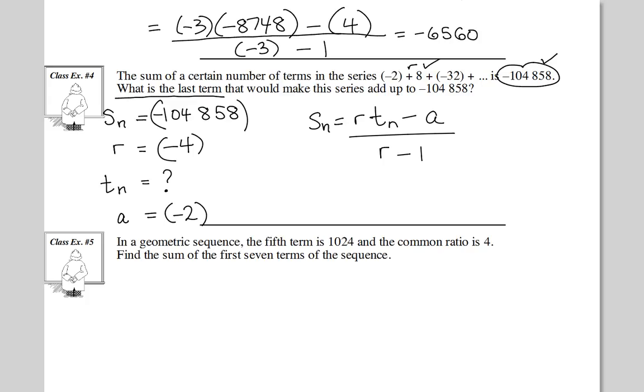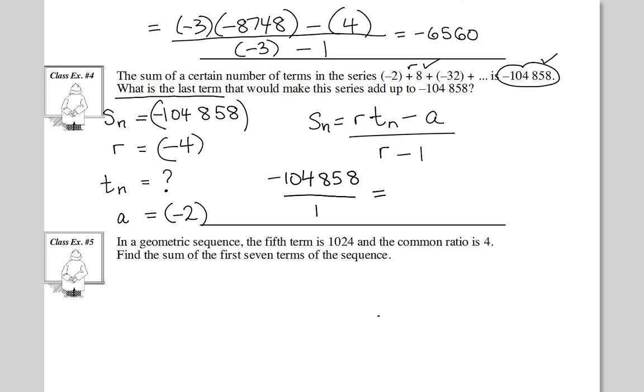Okay, so let's solve for our missing term. Substituting in what we know. So Sn is minus 104,858. And you can see that you have a number equals a fraction. Some people will put numbers over 1 to help them.